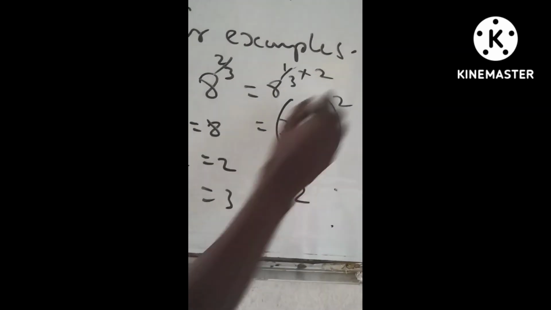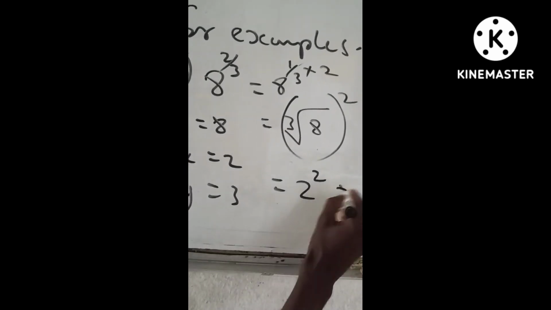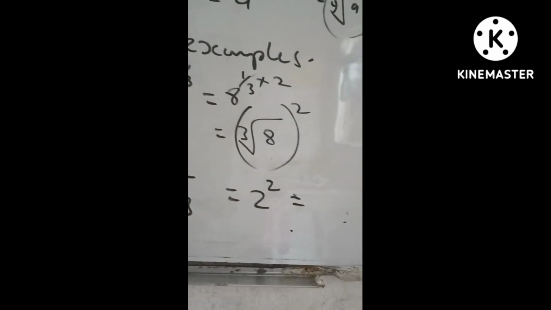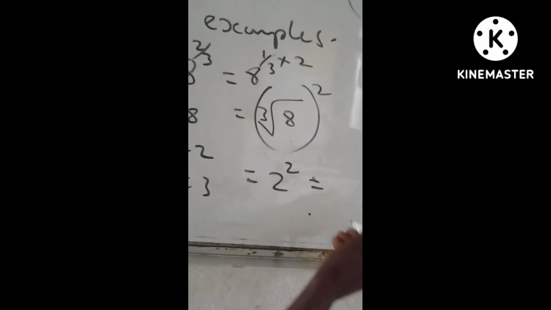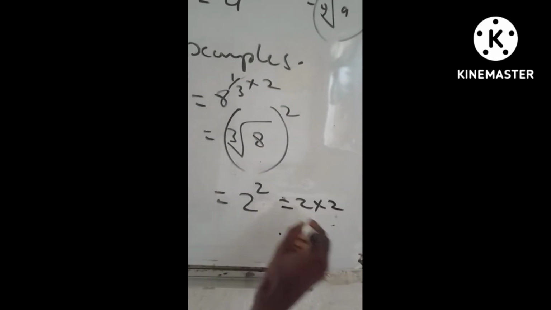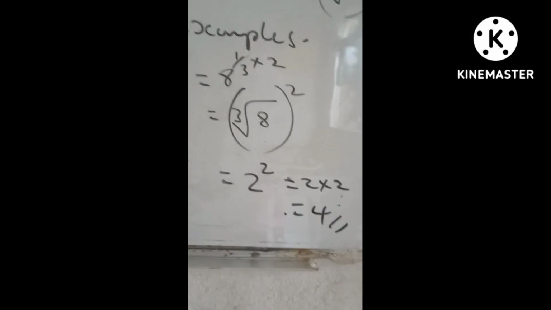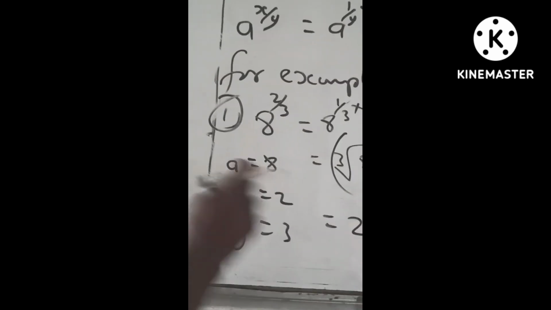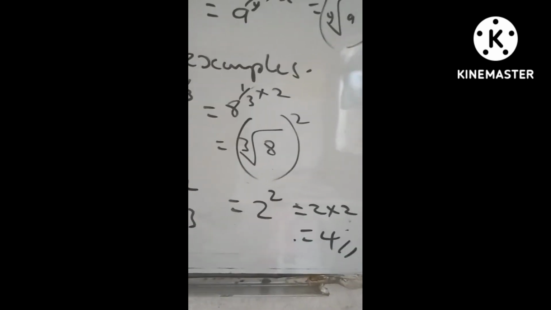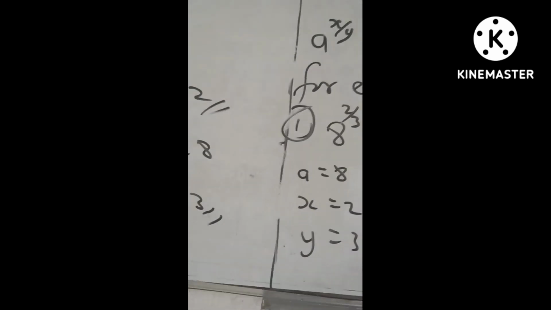2 to the power of 2. So you have 2 to the power of 2, which does not mean 2 plus 2, but 2 times 2. 2 times 2 gives you 4. So in a nutshell, 8 to the power of 2 over 3 gives you 4. Now let's consider example 2.